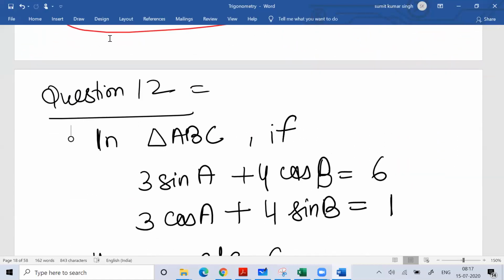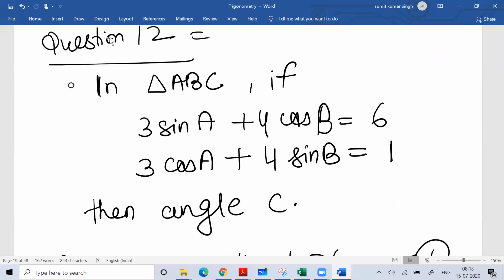Okay, now the next question. Suppose I ask you this question: there's a triangle ABC. In that, 3 sin A plus 4 cos B equals 6, and 3 cos A plus 4 sin B equals 1. What you need to do is determine the angle C.